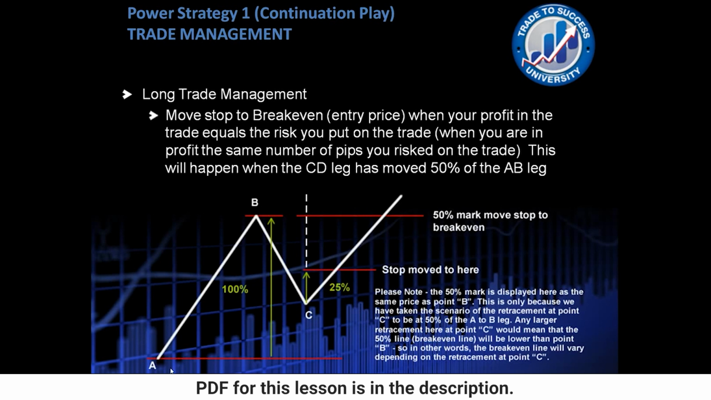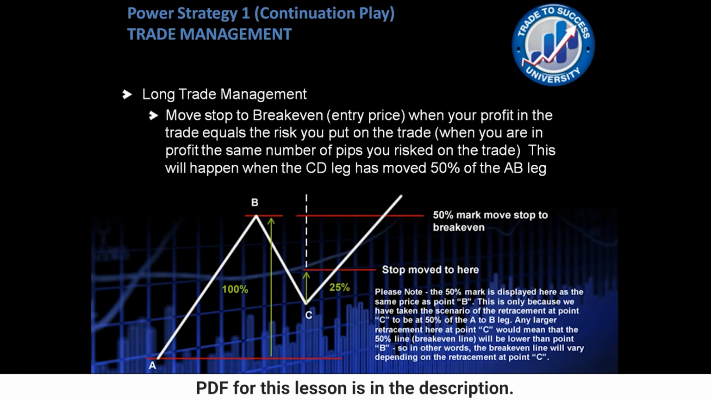So if we look at this diagram, we see there's the A move to the B, then B down to C, and then the C going up to the potential D point. So when price has gone up to 25% of the A to B move, we enter. We've put our stop below the C point, but then when price moves up 50% of the A to B move, we will then take our stop from point C and move it up to the break-even point, which is the entry price.